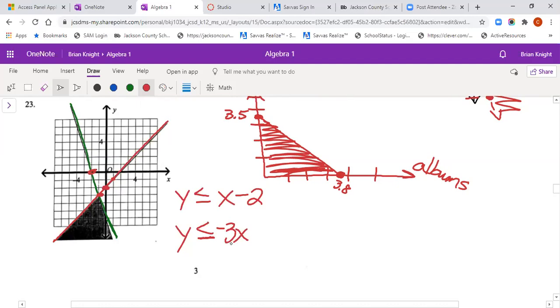And where is it crossing? Let's see. 1, 2, 3, 4, 5, 6. Where is that point? Negative 6. Done. Okay? All you had to do was tell what the inequalities are.